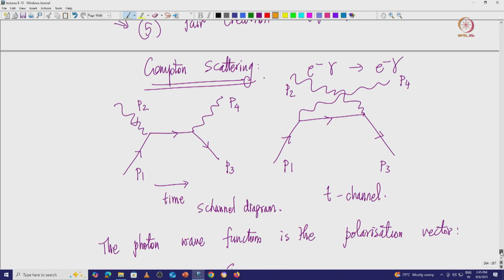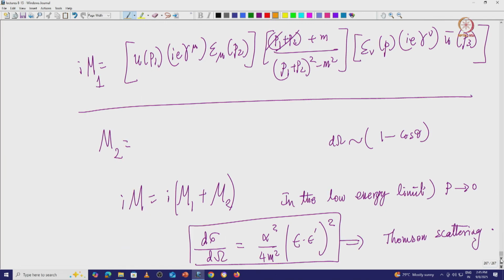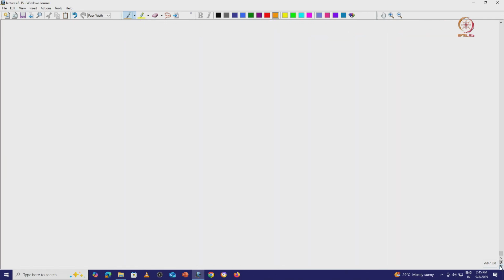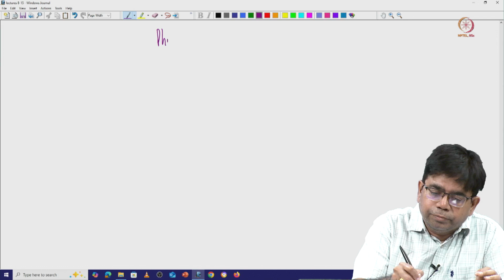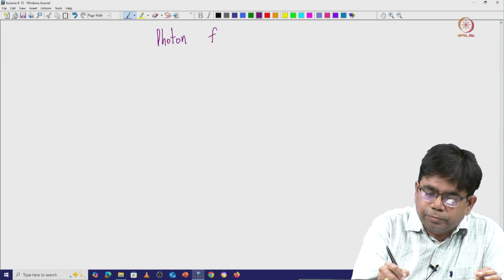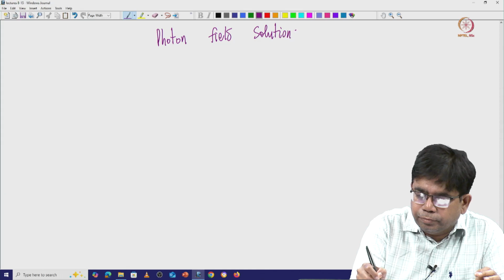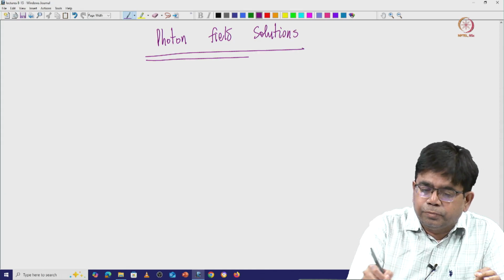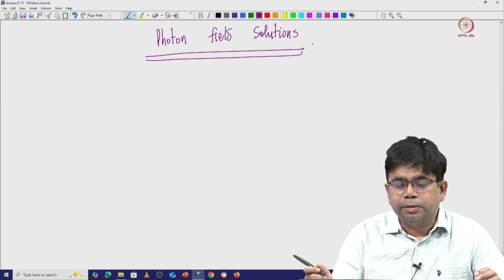So, we will do these diagrams one by one essentially. Today we will go into slightly more detail on Compton scattering. Before doing that, I want to mention what the photon field is. What are the photon field solutions essentially?